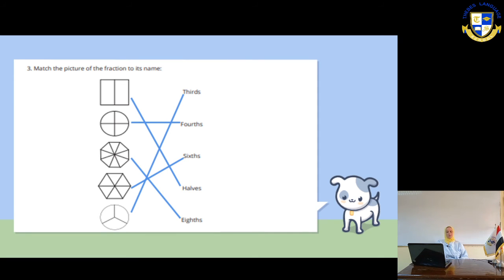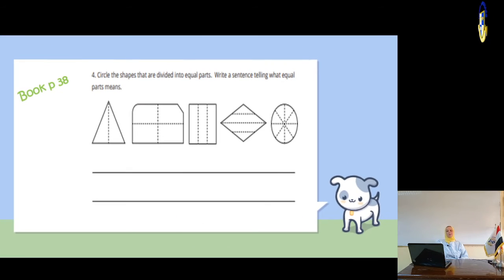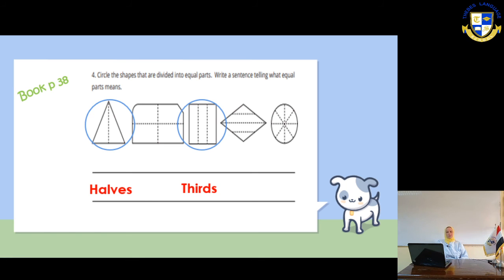Okay. Now in the next page, book page 38, circle the shapes that are divided into equal parts. Write a sentence telling what equal parts mean. So we are going to circle the triangle. The next figure, we are not going to circle it. Okay, the triangle is called halves. And we are going to circle the rectangle, it's called thirds. And we are going to circle the last circle, and we are going to call it eighths.